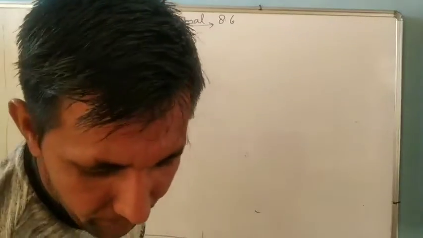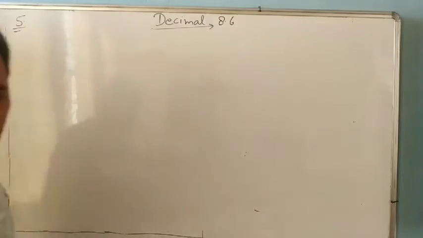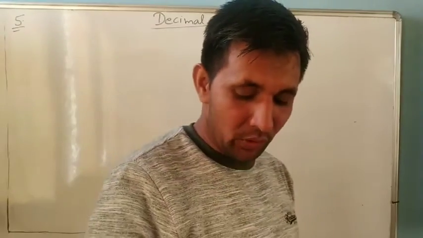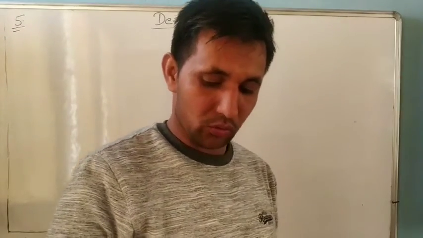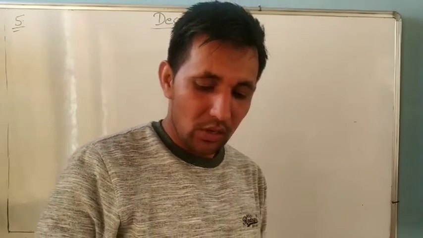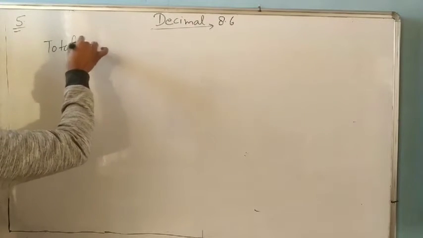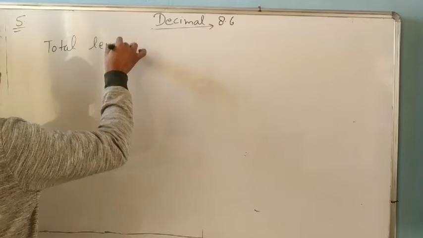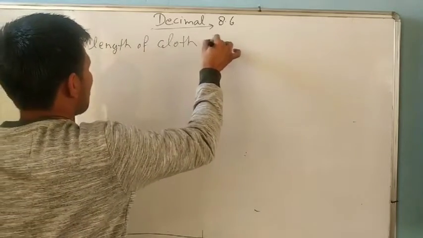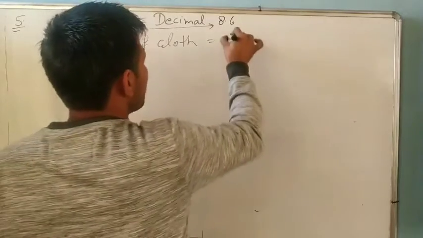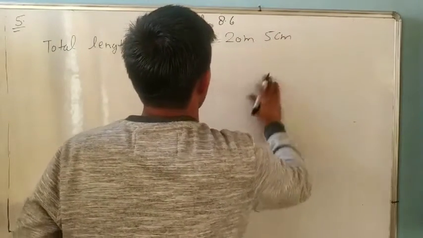Next is question number 5. The fourth question you have to write yourself. Tina had 20 meter 5 centimeter long cloth. How much long cloth? Write total length of cloth. How much? Tina had how much? 20 meter 5 centimeter.